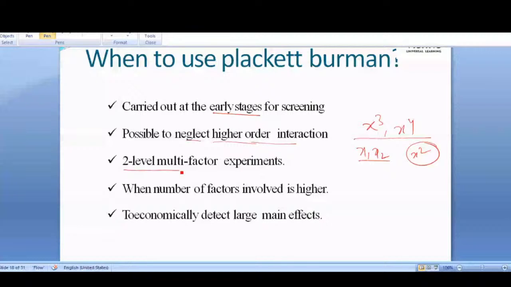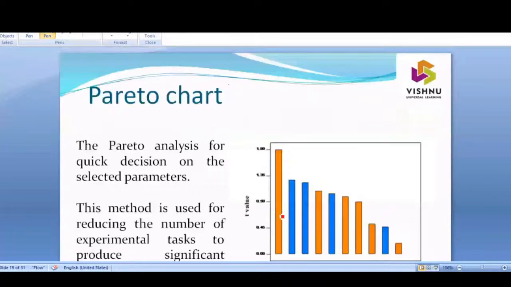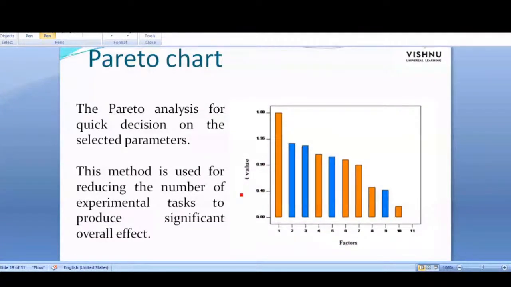Then it can be helpful for two-level multi-factor experiments. When the number of factors involved is higher, then this is the best tool, and it can detect the large main effects, meaning what type of parameters are used. This is the one chart that is helpful to find the most affected parameters. You know the Pareto chart. This is the graphical chart that can be helpful for a quick decision on the selected parameters.